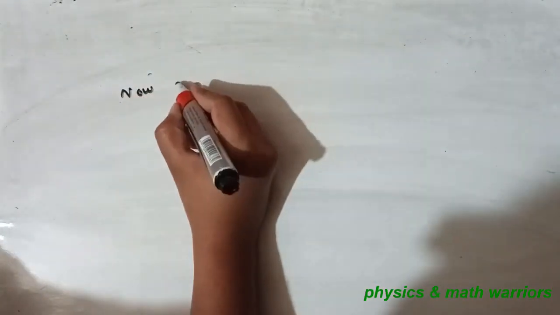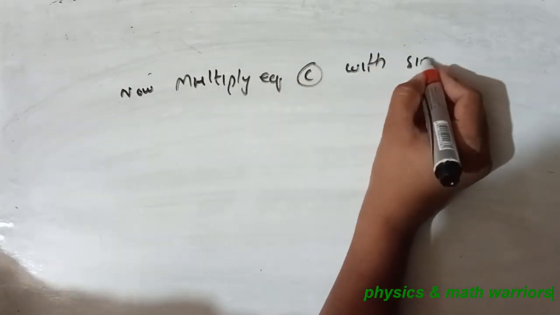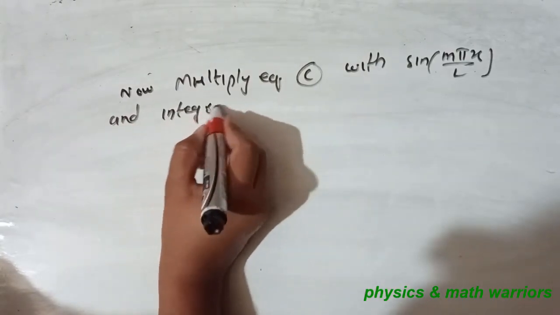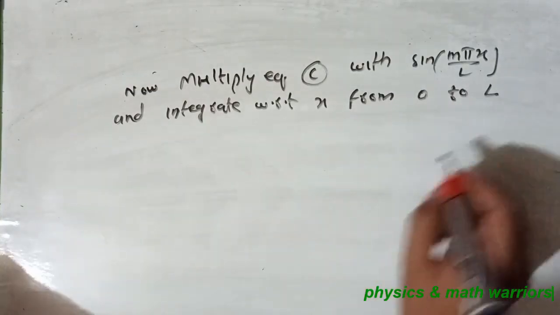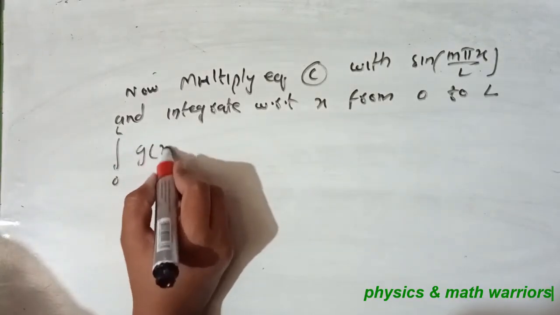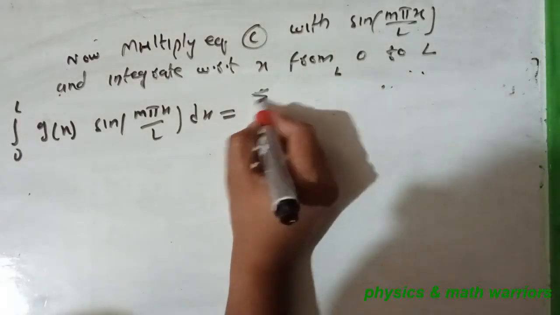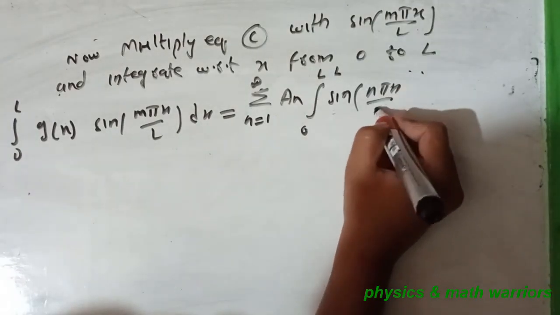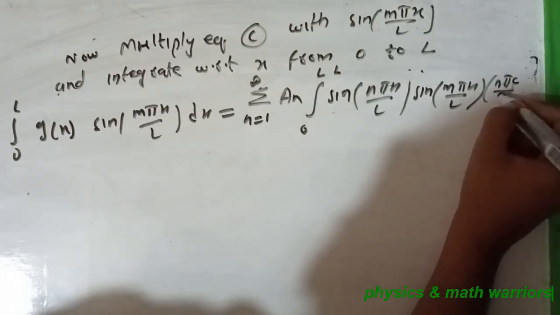Now multiply equation C with sin(m pi x over L) and integrate with respect to x from 0 to L. So this becomes the integral from 0 to L of g of x sin(m pi x over L) dx is equal to the summation from n equals 1 to infinity of an times the integral from 0 to L of sin(n pi x over L) sin(m pi x over L) times n pi c over L dx.